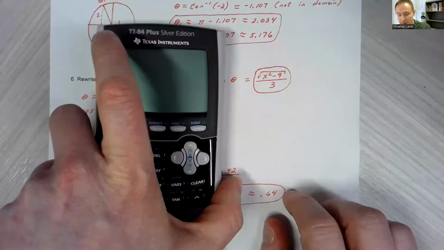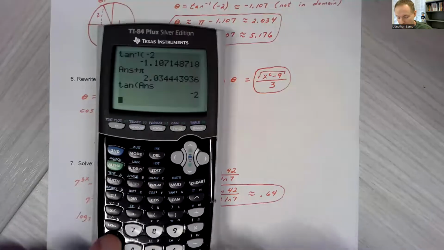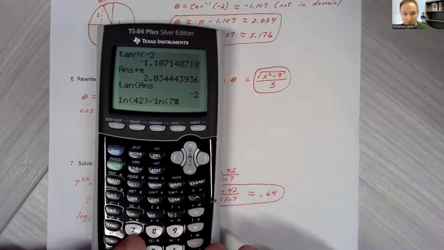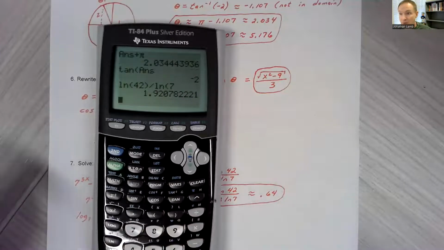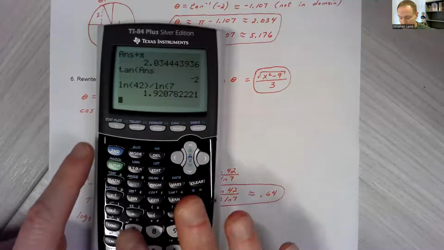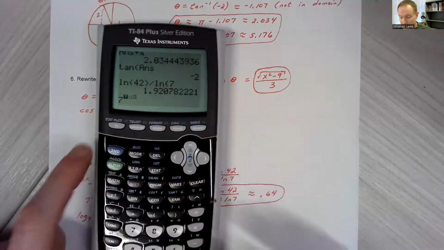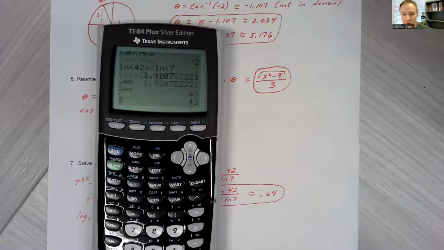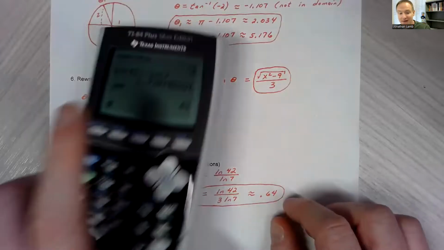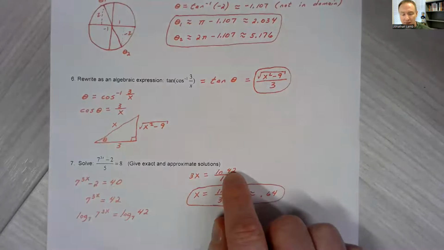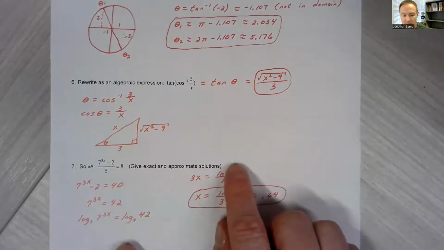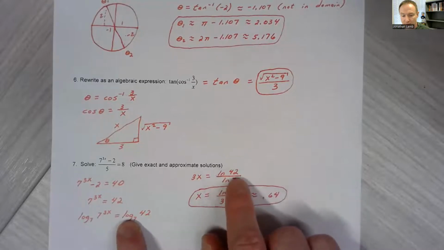Now, if you went to your calculator and computed the natural log of 42 divided by the natural log of 7, it does give you a number close to 2, and you should say, well, 7 raised to that power better give me 42, or it's not doing what it's supposed to do, but it does. Now, back to here, I need exact and approximate solutions. So this is the change of base formula for that log base 7 of 42.